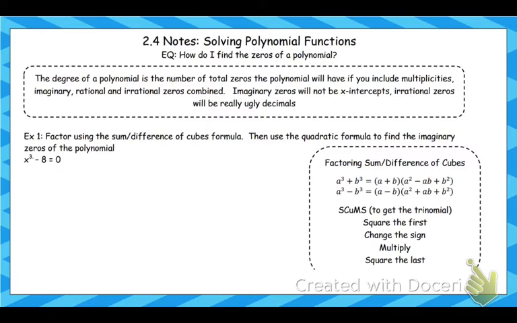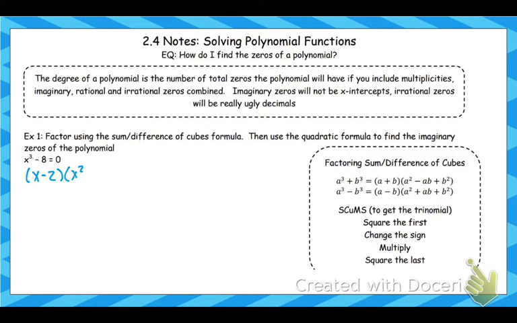So the way I factor this, I know the cube root of this and the cube root of this. So my first thing is the 2 cube roots. So that's x minus 2. Then I'm going to get the trinomial, the 3 terms. And this is where I follow the SCUMS acronym. So the first thing I do is I square the first. So I'm going to start by squaring the x.